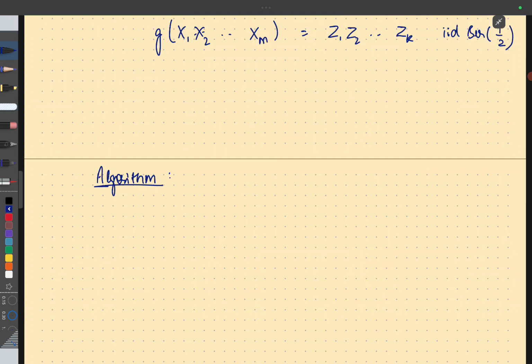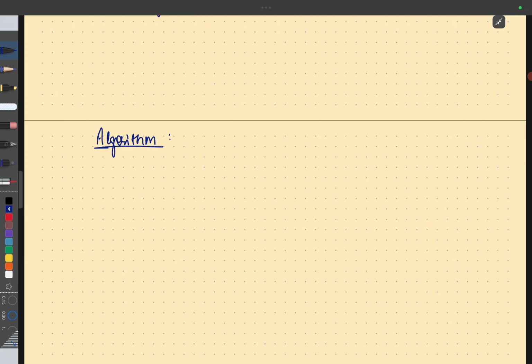K is fixed. So k is given to you, but m need not be fixed. So you can make more calls to the function to generate exactly k random variables. Equivalently, you can think of it the other way around. Given m Bernoulli p random variables, how many IID Bernoulli half random variables can you generate? That's equivalent to this, right?